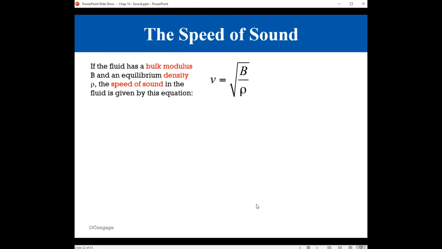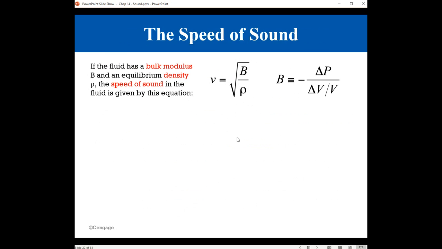Now, a few words about the speed of sound. The speed of sound in fluids and gases may be calculated using this equation: V equals square root of B divided by rho, where B is the bulk modulus and rho is the density of the fluid. As we know, fluids include liquids and gases.